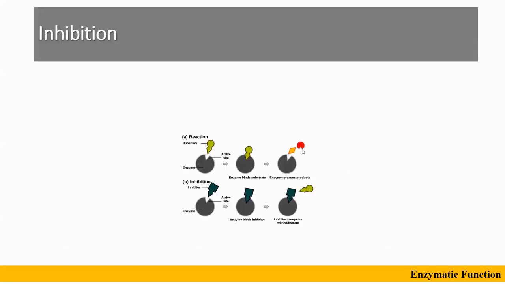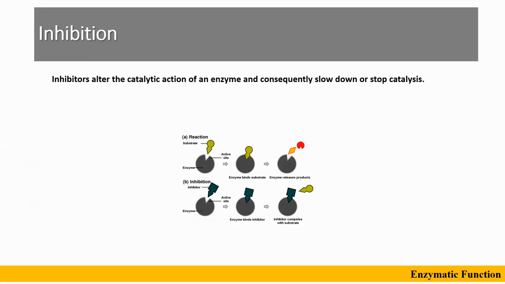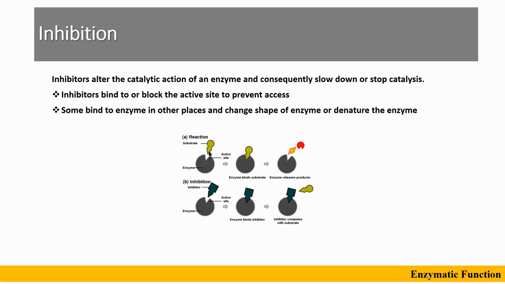Another factor that affects enzyme activity is inhibitors, and they alter the catalytic action of the enzyme. The inhibitors bind to or block the active sites of the enzyme and prevent the enzyme from interacting with the substrate. Some inhibitors are reversible, while others are not.